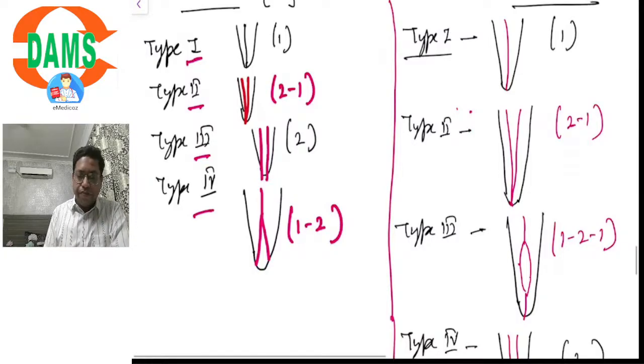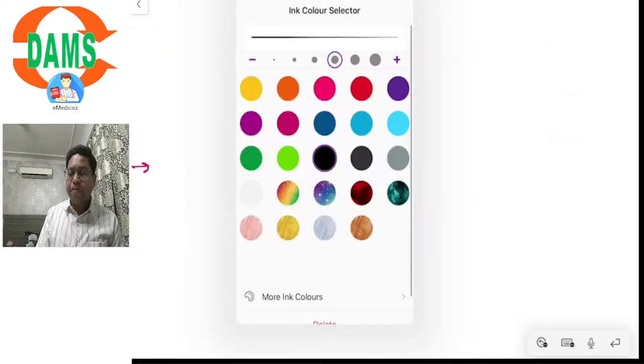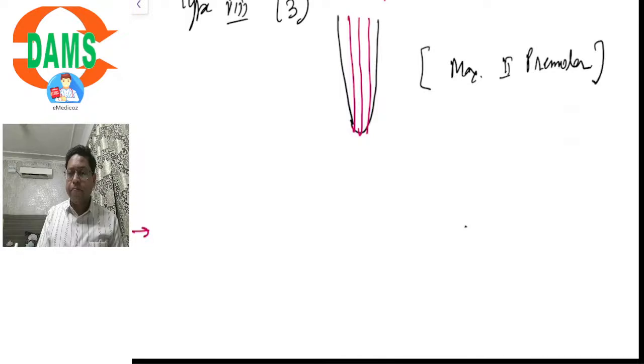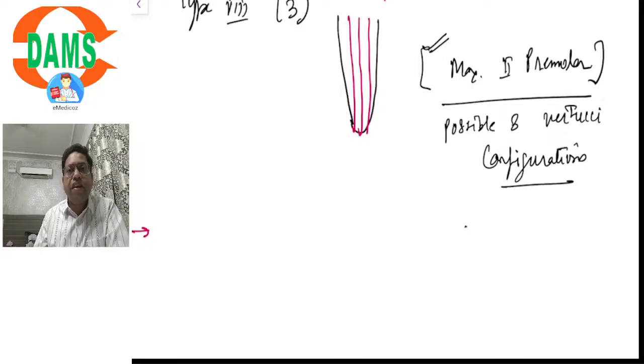Now we talk about these in general. If we talk about any particular tooth, it is the maxillary second premolar that has depicted all possible 8 Vertucci configurations. All the possible 8 types have been depicted by which tooth in the oral cavity? The maxillary second premolar. It has shown all possible 8 Vertucci canal configurations.